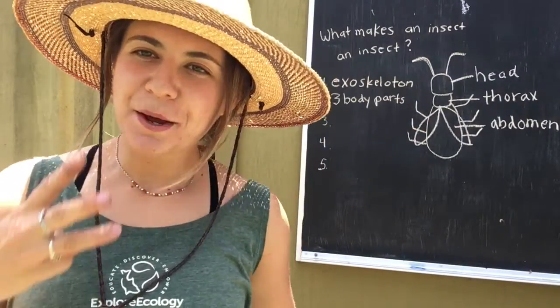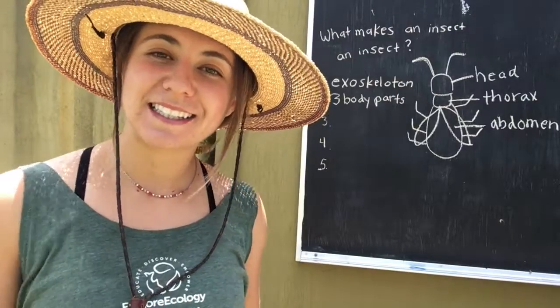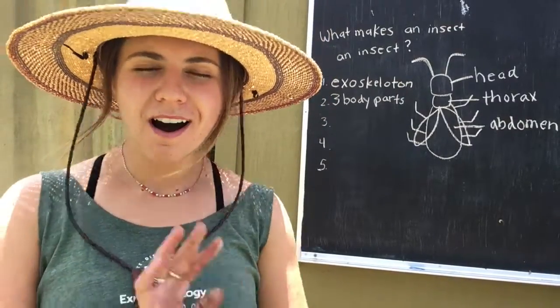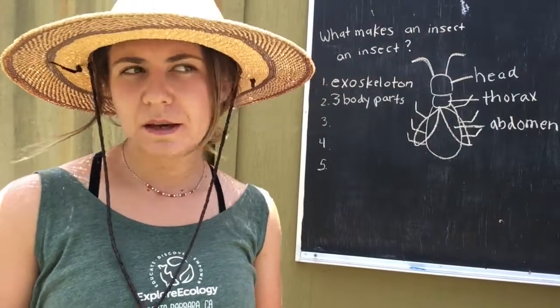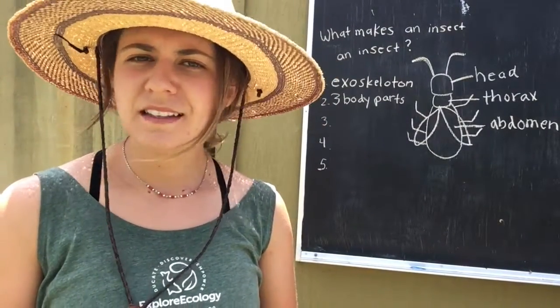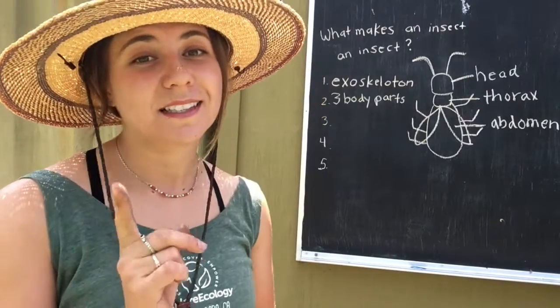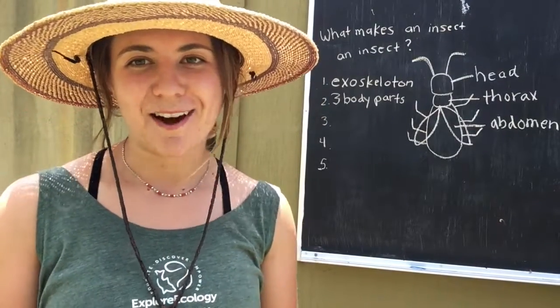Awesome. All right, number 3 for what makes an insect are the wings. So all insects have wings, but sometimes this can be confusing because think about an ant, for example. Ants don't normally have wings unless it's the queen, but it still counts.